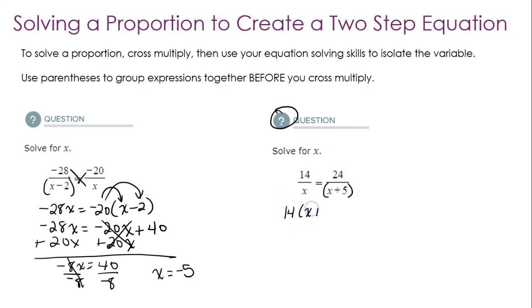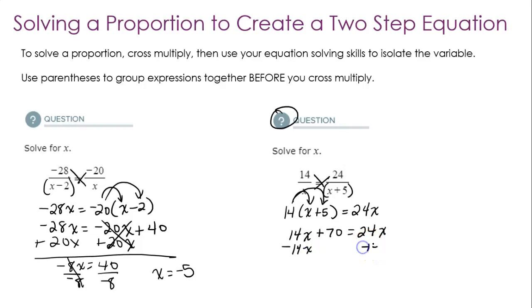This becomes 14 times x plus 5. Those two are multiplied. And then the 2 on the other diagonal are multiplied. 24 times x is 24x. I'm going to distribute to get rid of the parentheses. So that becomes 14x plus 14 times 5, which becomes 70. And that equals 24x on the right-hand side.